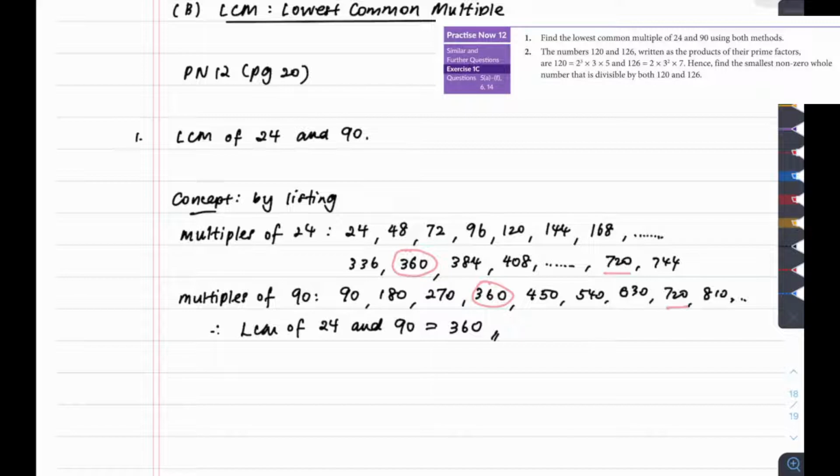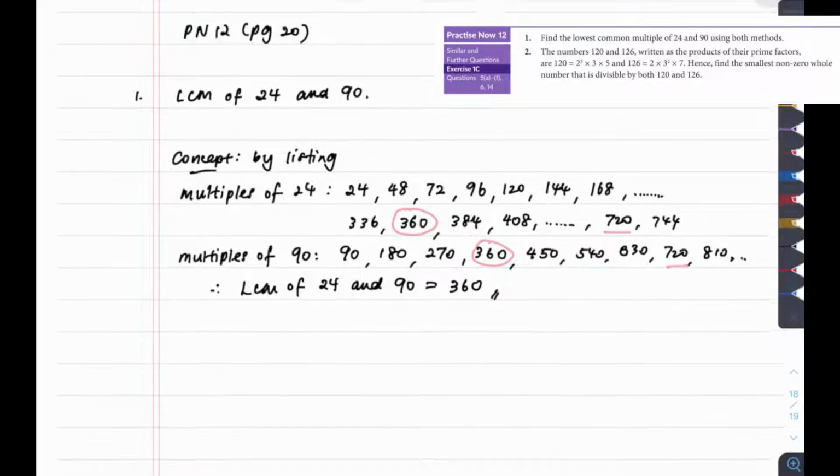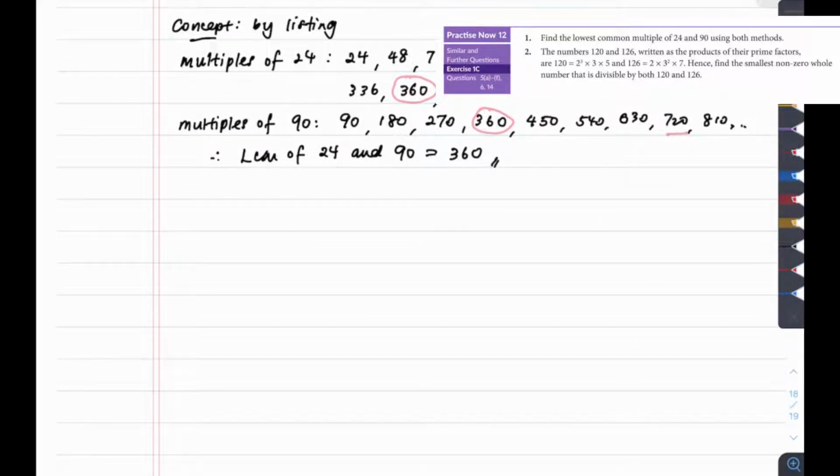Okay, so this will be the basic concept. Now, as you can already see from this number 24, if you were to list them down, it's going to take very long, it's going to take forever, right? So we will use the two methods that we've learned earlier to find out the LCM more efficiently. So let's take a look at method 1 over here. Previously our method 1 was prime factorization.